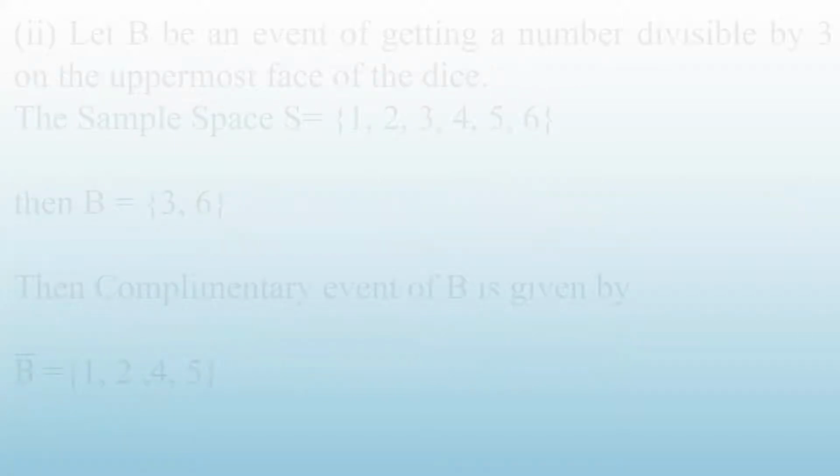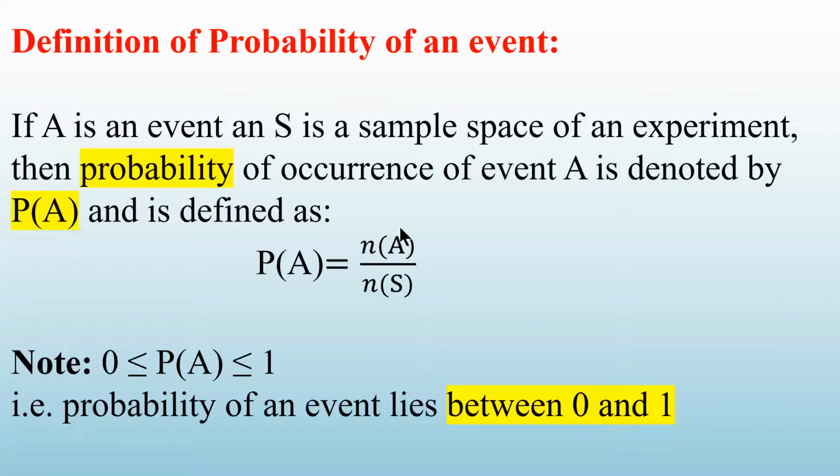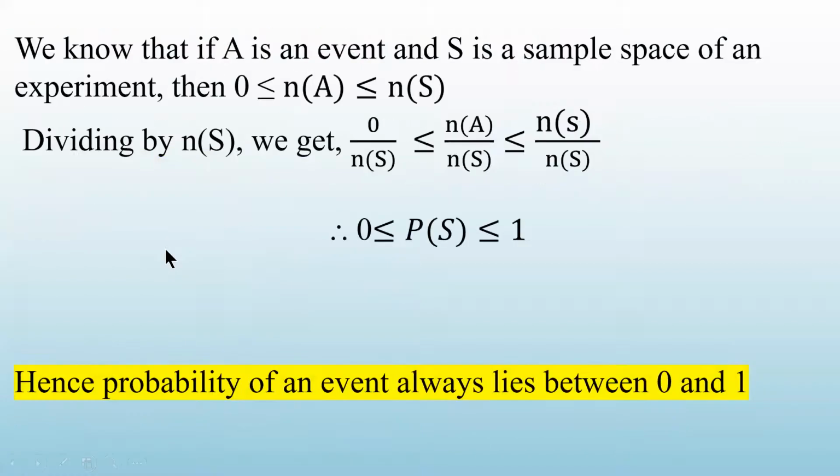Remember, today we are going to solve problems to find the probability of an event. You remember this formula: probability of A is equal to the number of points in A divided by the number of points in the sample space. So whenever you want to find the probability, first find out what is the sample space of the experiment, and then find out how many points are there in it. Then, one by one, you take the event and find out how many points are there in the event. The number of points in A divided by the number of points in S gives you the probability of the event.